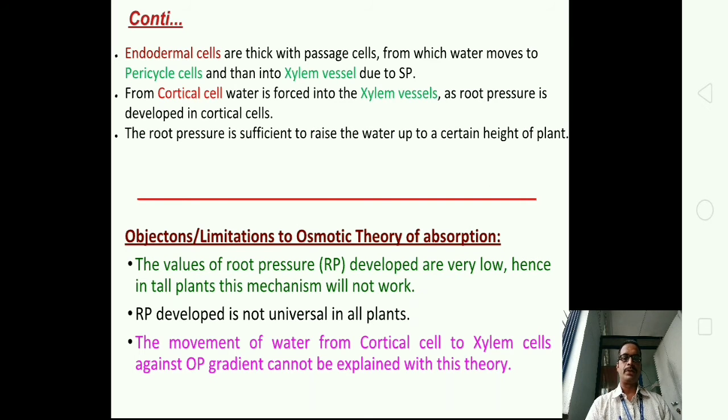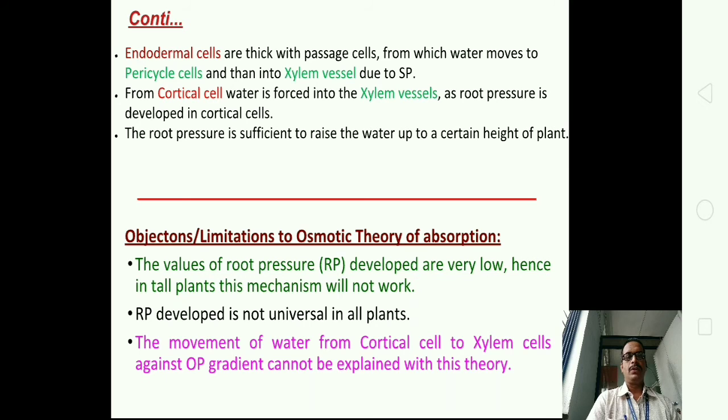The osmotic potentials in the endodermal cells are the thick-walled cells with passage cells, from which water moves to the pericycle and then into the xylem vessels due to the suction pressure. From cortical cells, water is forced into the xylem vessels as root pressure is developed in cortical cells. As we have discussed from the last picture, the root pressure is sufficient to raise the water up to a certain height of the plant.